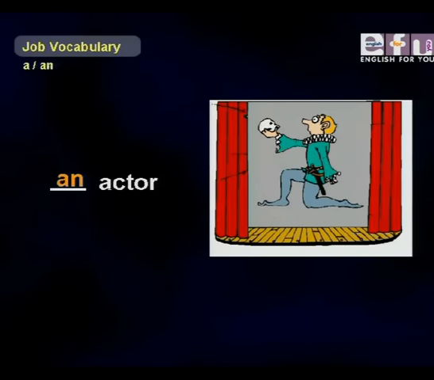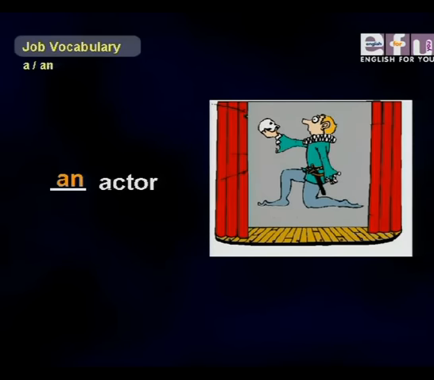Now, I want to work on a different kind of pronunciation, the sounds of A and E. We're going to work with just two vowels, A and E, because they have different sounds. We'll talk about short A and short E.